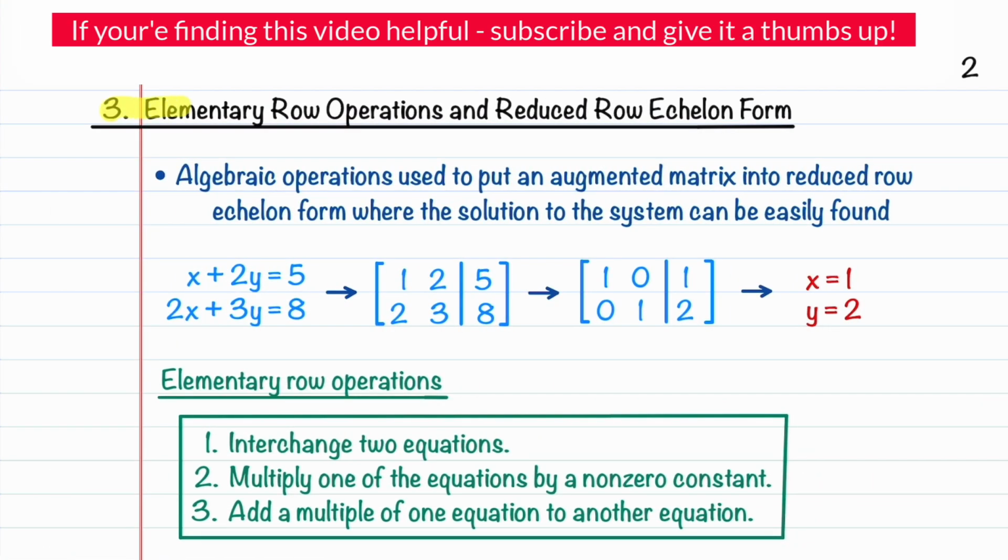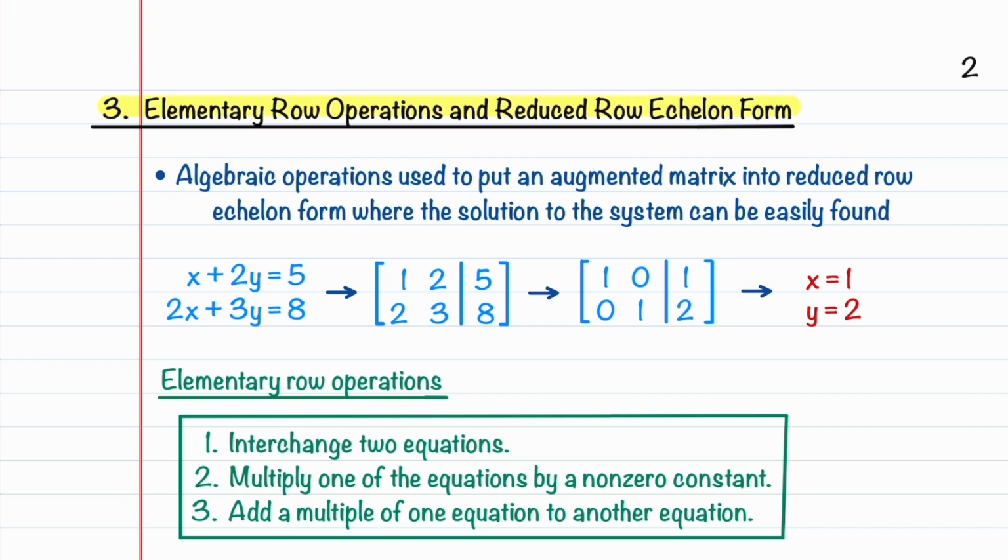Let's now learn about elementary row operations and reduced row-echelon form. Elementary row operations are just algebraic operations that we're going to use to put an augmented matrix into reduced row-echelon form. And the reason that we're going to do that is the solution to the system can then easily be found. Let me show you what this looks like.